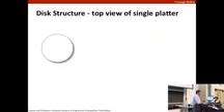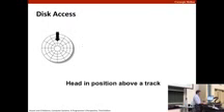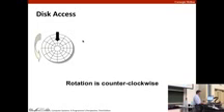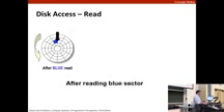Okay, so let's look at how this works, how we read data. This is our arm, and the tip of the arrow is the read-write head, and the platter is rotating counterclockwise, and it's positioned just ready to read the blue sector. As the blue sector spins underneath the read-write head, it senses those bits and sends them up to the controller, which passes them back up to the CPU.